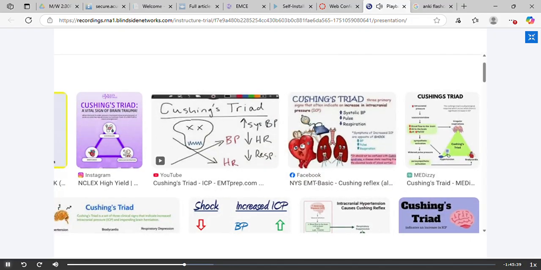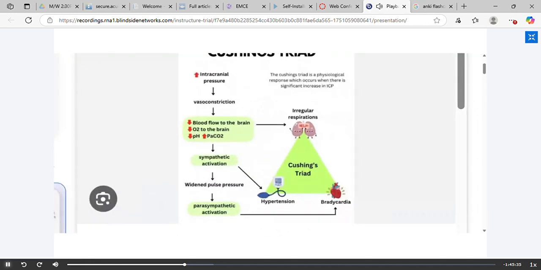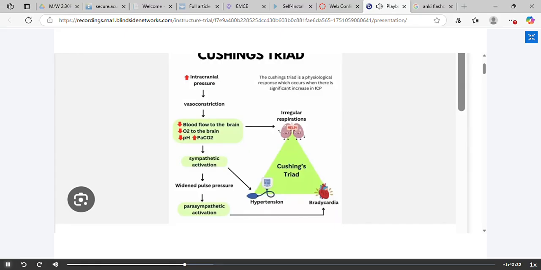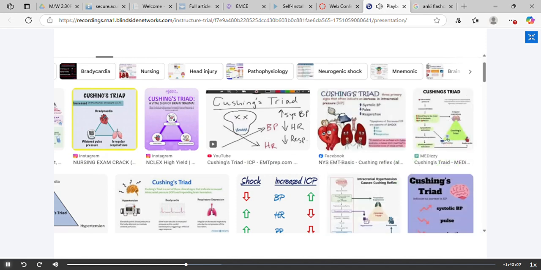Anytime you see Cushing's triad, that is an indication of increasing intracranial pressure, okay? And like we said before, that's with head injuries of epidural bleeds, subdural bleeds, concussions, hemorrhagic strokes. I can't think of anything else right now, but Cushing's triad.